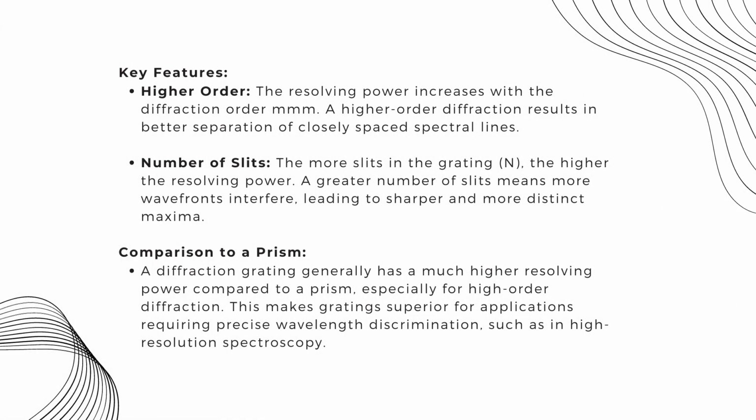Key features. Higher order. The resolving power increases with the diffraction order m. A higher order diffraction results in better separation of closely spaced spectral lines. Number of slits. The more slits in the grating, the higher the resolving power. A greater number of slits means more wavefronts interfere, leading to sharper and more distinct maxima.